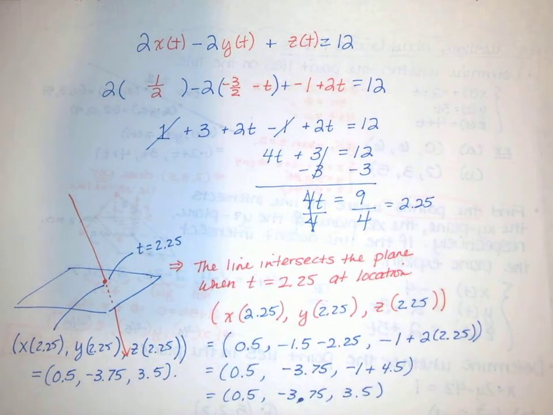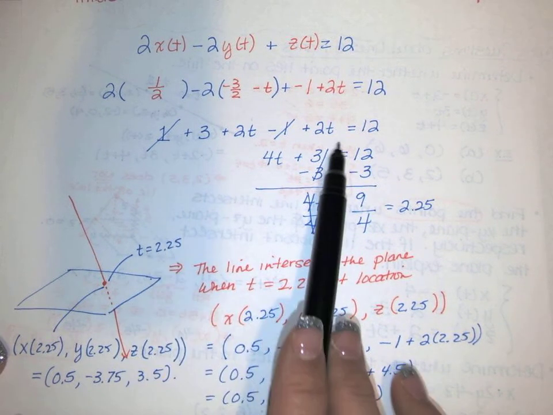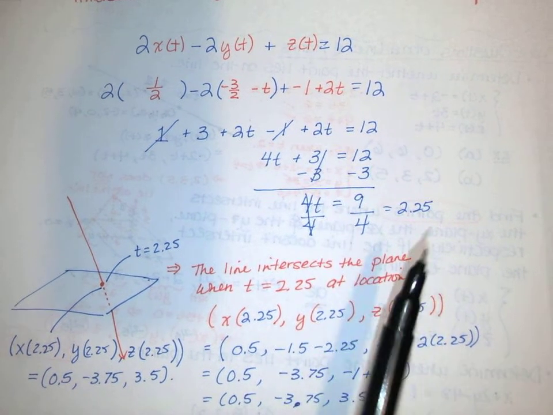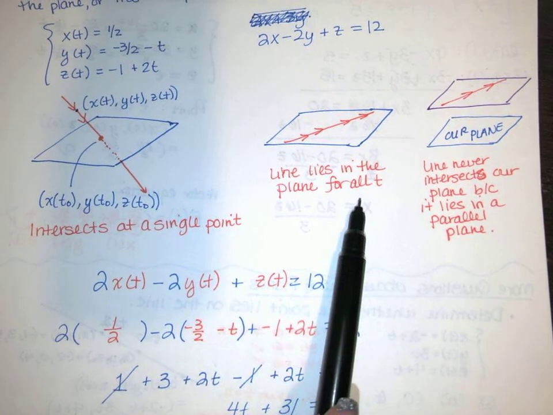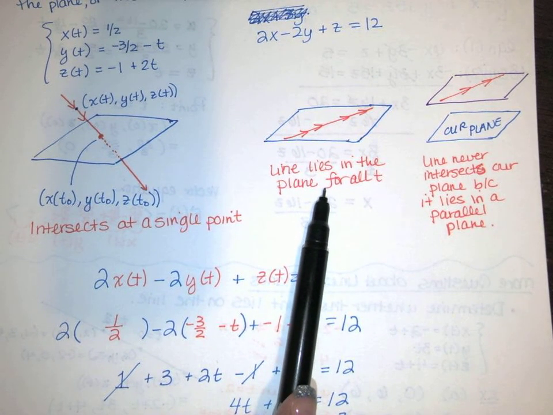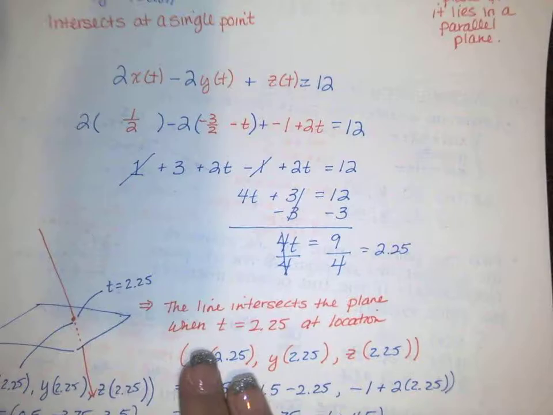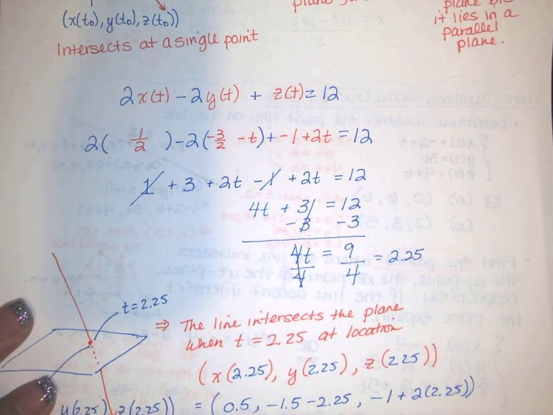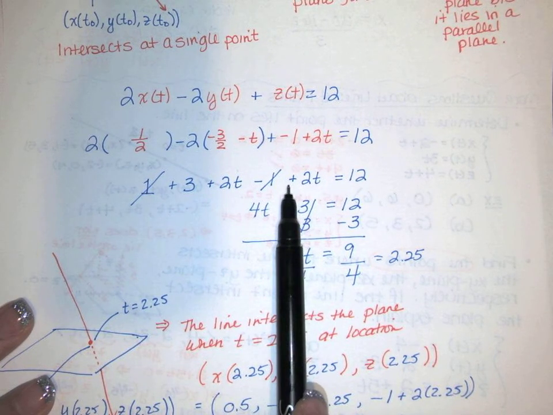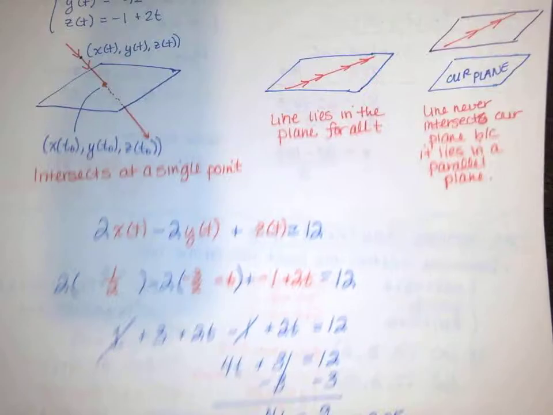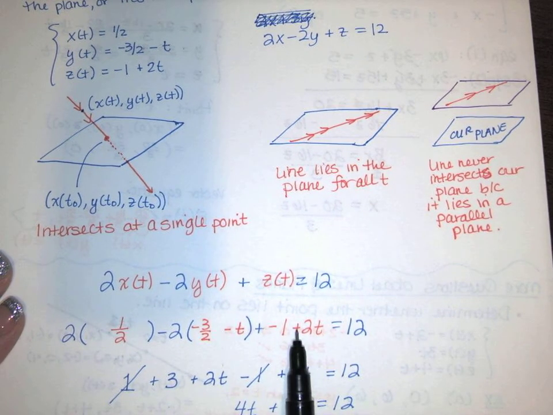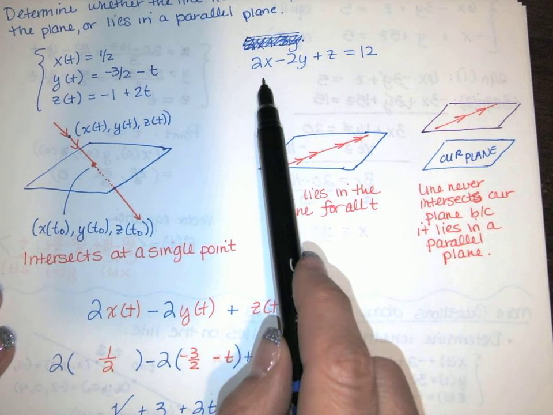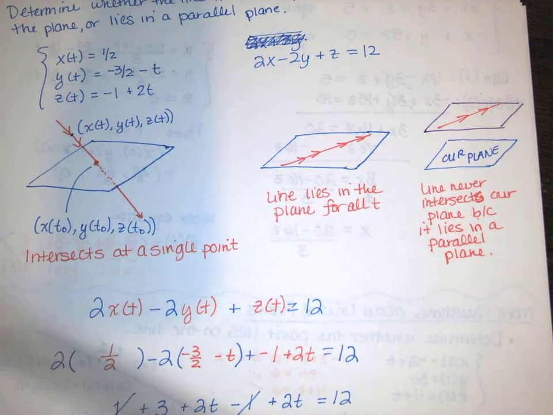Now, if you went through all of this and everything canceled, so eventually all the t's were gone and you got 12 equals 12, 12 equals 12 all the time, we would know then that the line lies in the plane for all t. If all the t's canceled and you got something that was never true, like 5 equals 12, never true, well then our line lies in another plane, and if this simplified to 5, it would lie in the plane 2x minus 2y plus z equals 5.